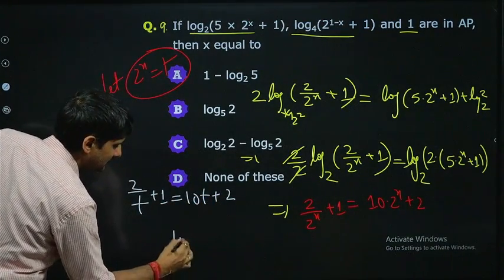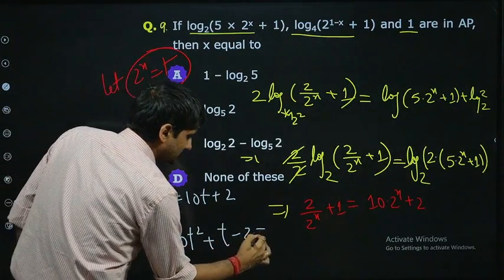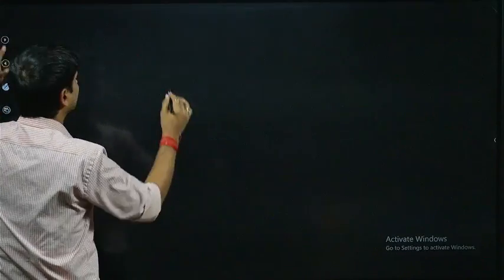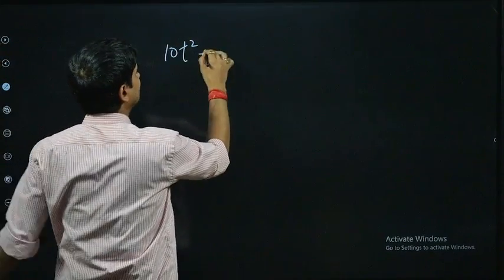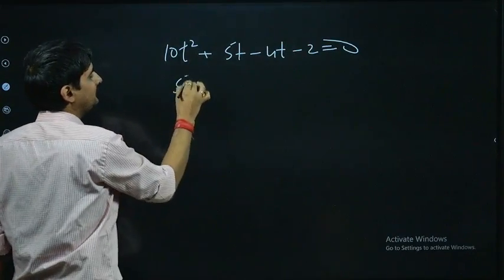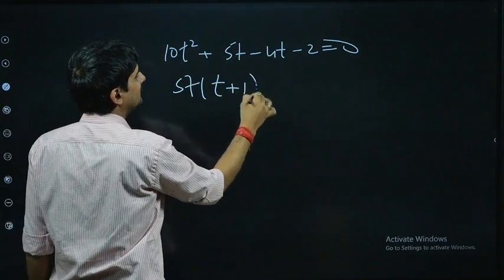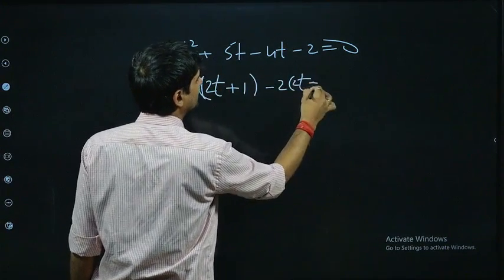So it's 10t square plus 2t plus t minus 2 equal to 0. Right, we got it. So 10t square plus t, which is 5t minus 4t, minus 2 equal to 0. 5t common, so t plus 1, minus 2 common, 2t plus 1, okay, that's 2t plus 1 equal to 0.